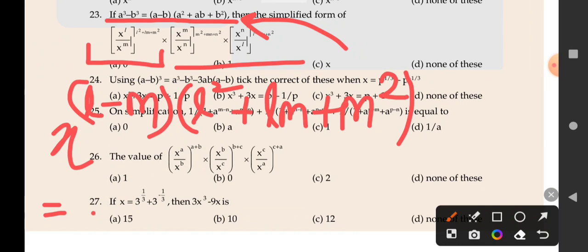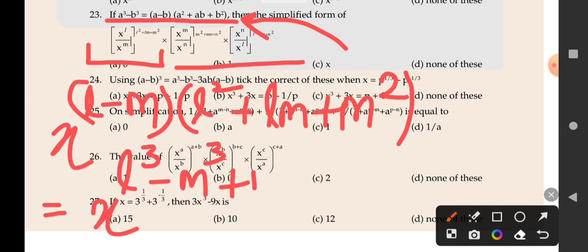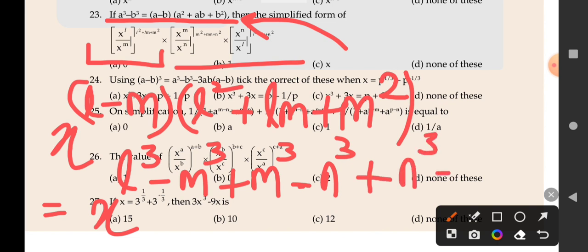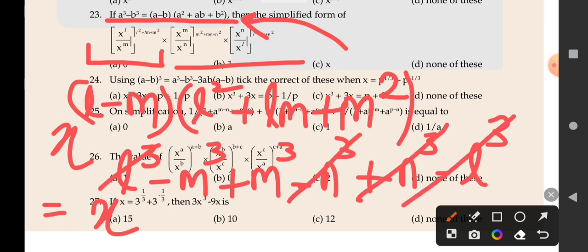Hence, what will we write? x raised to L cube minus m cube. Then you have multiplication for m cube minus n cube and n cube minus L cube. Since the bases are the same, the powers shall be added. When we cancel out, you get x power 0, which is equal to 1. Option number B.